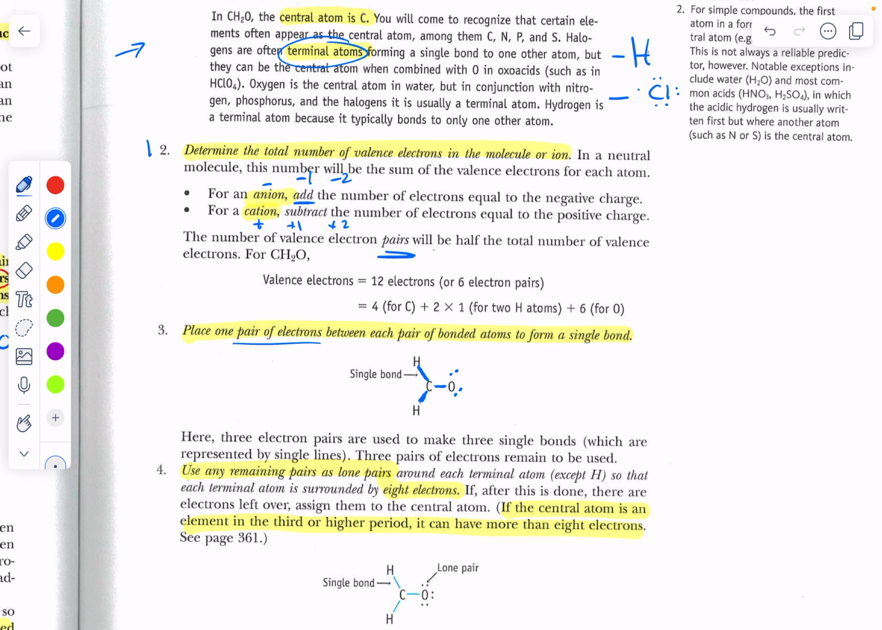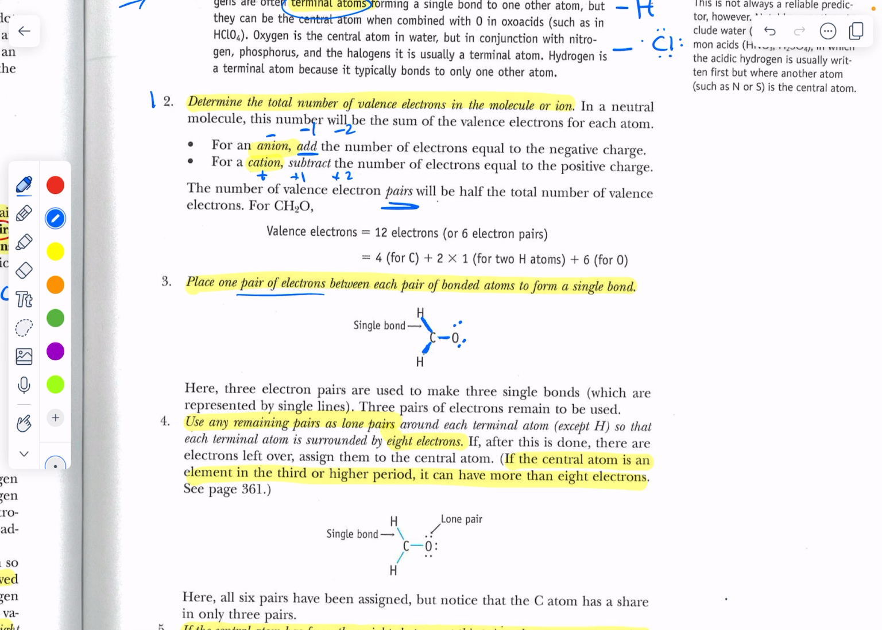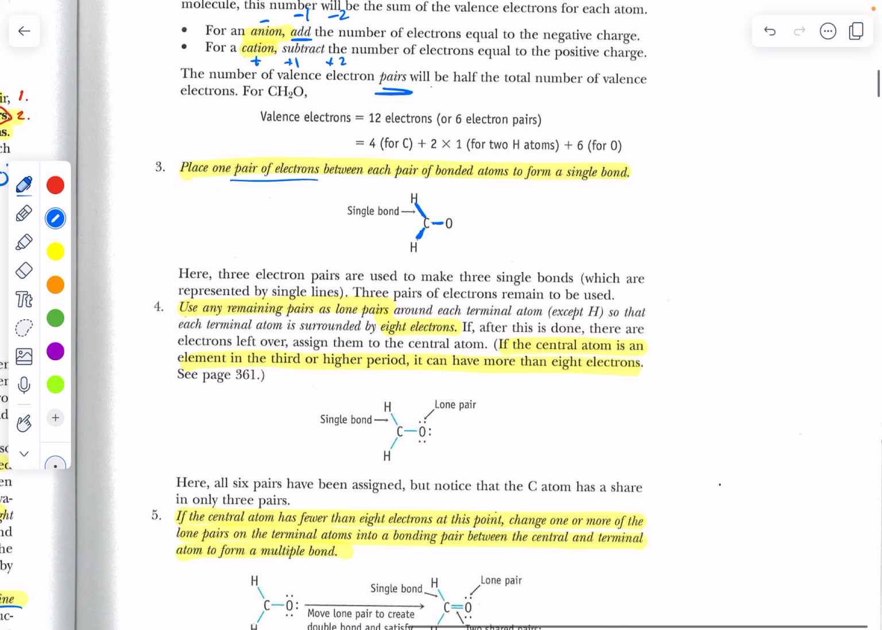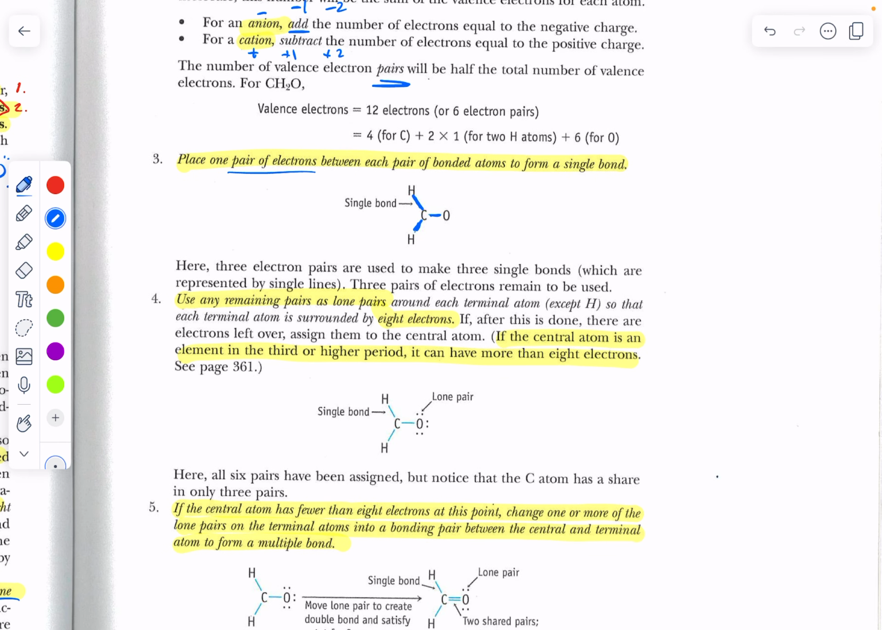And sometimes when you get to the end of your drawing, you might not have enough electrons to have the octet rule, in which case you're going to have to adjust, or you may have electrons left over. When you run out of electrons, you invoke double and triple bonding. If you have electrons left over and everything's connected, then you move to something called expanded valence, which is in a sense an exception to the octet rule. And we'll talk about that later. So we use any remaining pairs as lone pairs until we get our octet.